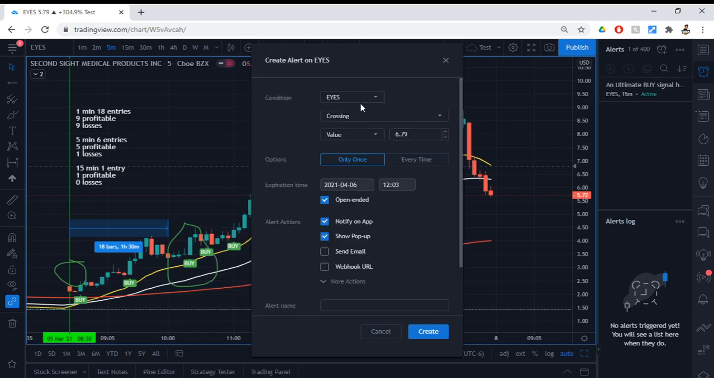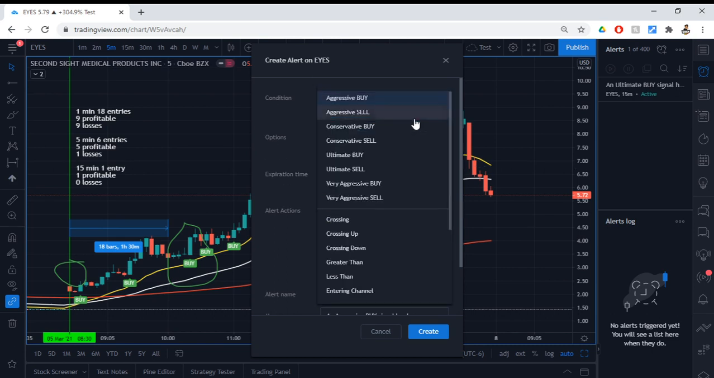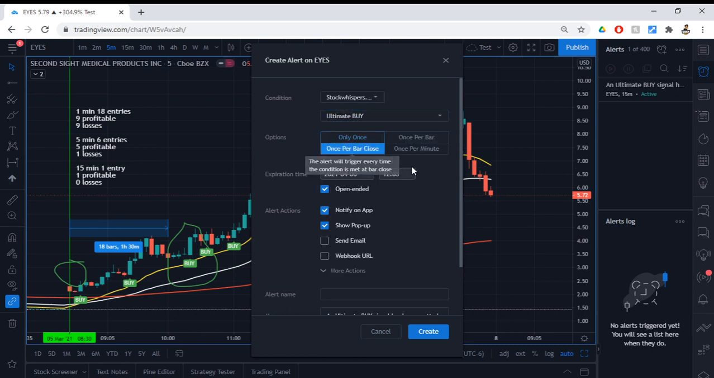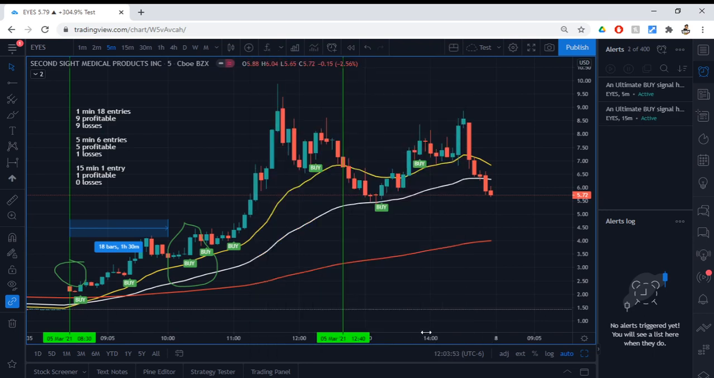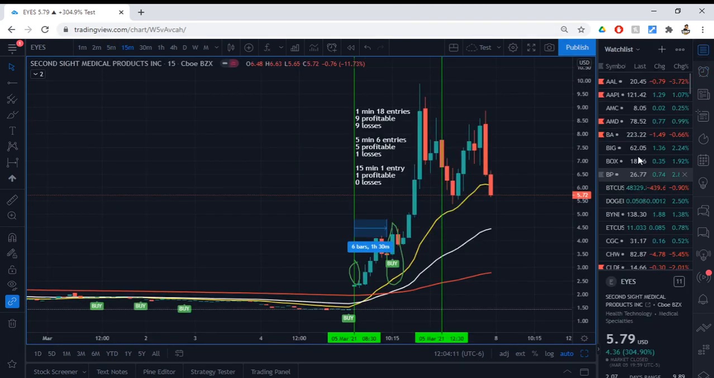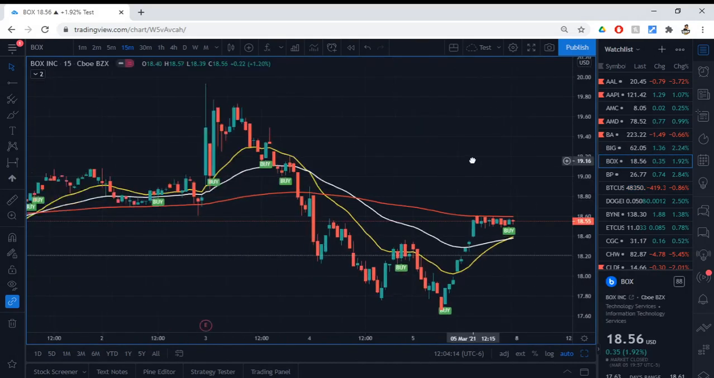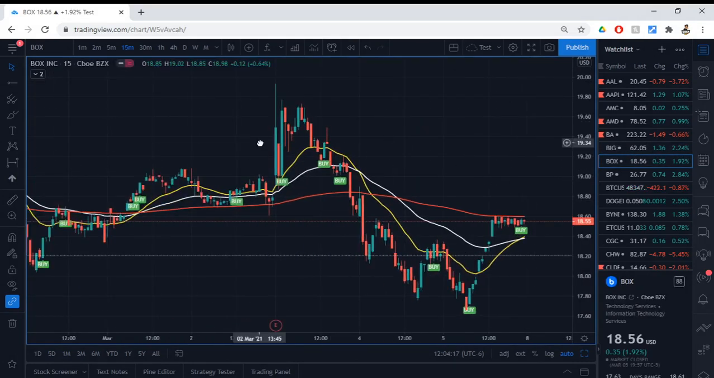Boom, alert on eyes. Sorry, condition, stockwhispers.net, ultimate buy signal, once per chart, create, boom. Now you automatically have 2 alerts. One that's going to give you an alert when a buy shows up on the 5-minute chart, and also an alert when it shows up on the 15-minute chart. And now you can go back and be watching anything else, you'll get that notification, and you don't really need to be looking at the chart.